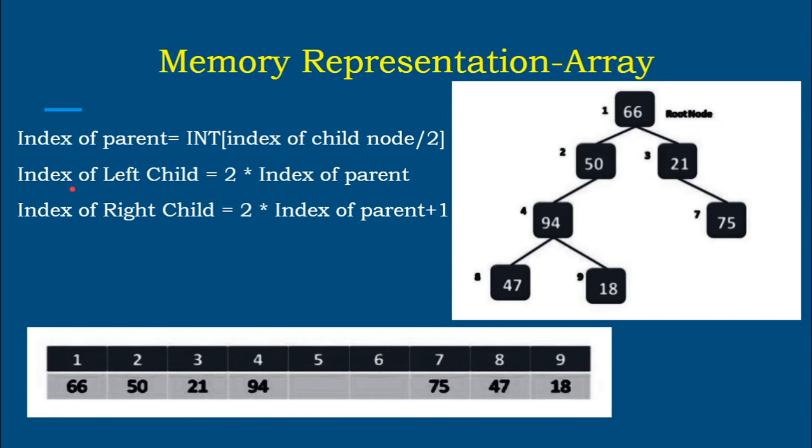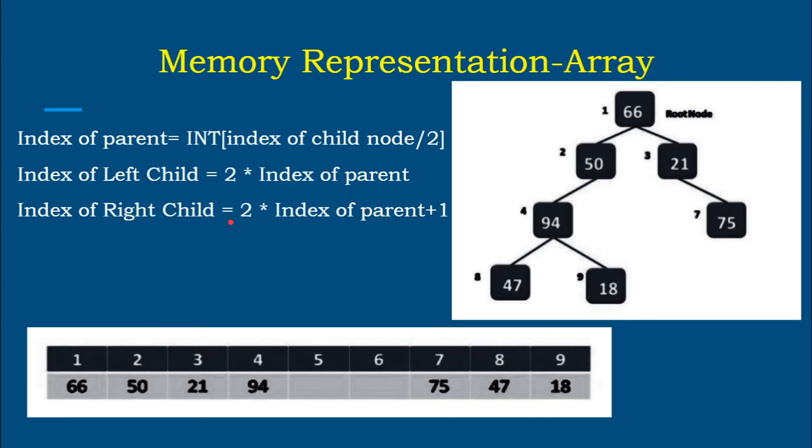The formula goes like this: index of left child is equal to 2 into index of parent. For example, if I want to find the index of this 47, we have to find the index of 94. The index of 94, which is the parent, is 4, and 4 2s are 8. So the left child of node 94 is stored at 2 into index of parent, that means 2 into 4, which is 8. Then how to find the right index?